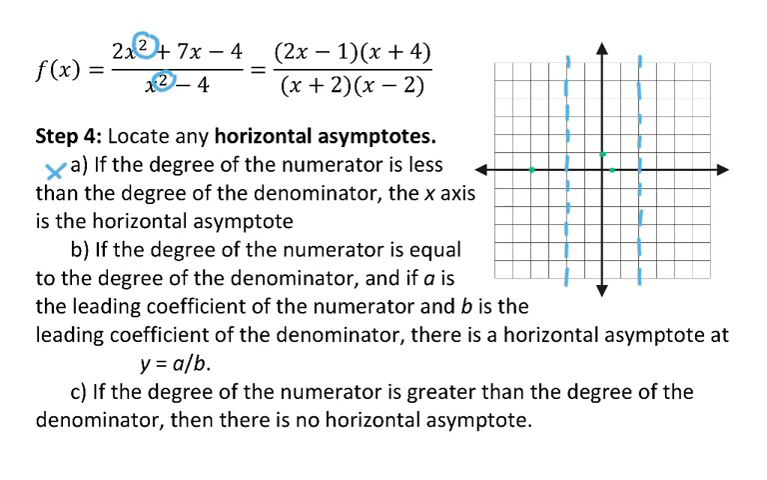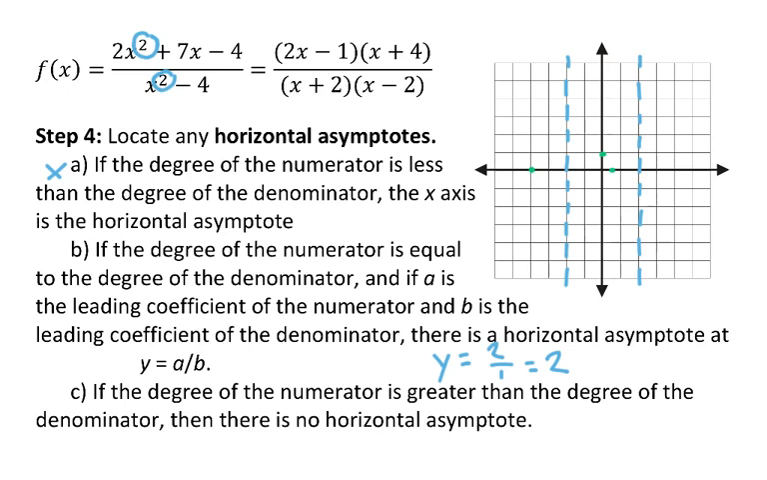If the degree of the numerator is equal to the degree of the denominator, and that's true here, and if a is the leading coefficient of the numerator and b is the leading coefficient of the denominator, the horizontal asymptote occurs at y equal a over b. What you do is you make a fraction of the leading coefficient of the numerator over the leading coefficient of the denominator, and that tells you there's a horizontal asymptote at y equal 2. That will be the case for this polynomial.